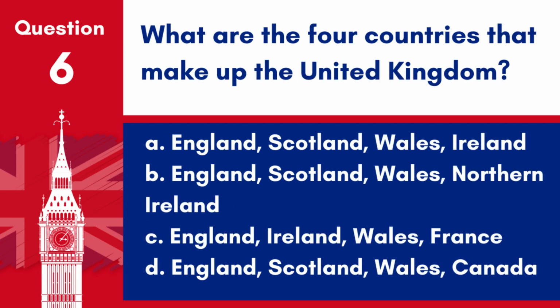Question 6. What are the 4 countries that make up the United Kingdom? A. England, Scotland, Wales, Ireland. B. England, Scotland, Wales, Northern Ireland. C. England, Ireland, Wales, France. D. England, Scotland, Wales, Canada. Answer: B. England, Scotland, Wales, Northern Ireland. The 4 countries that make up the United Kingdom are England, Scotland, Wales, and Northern Ireland.